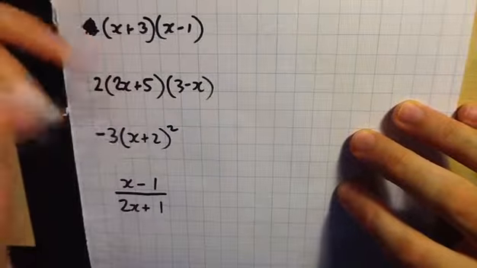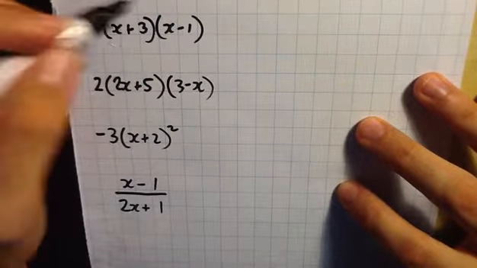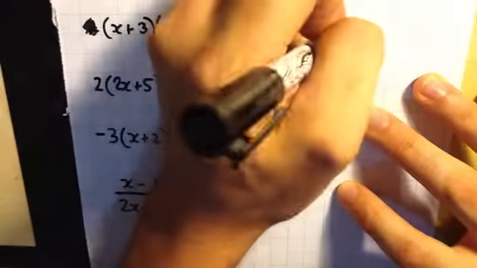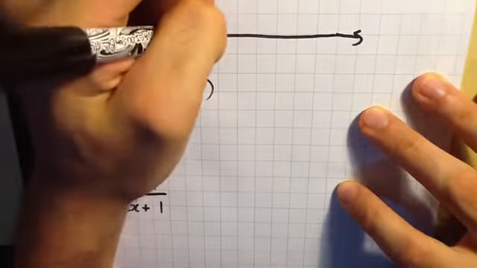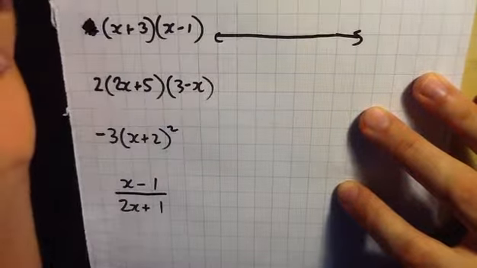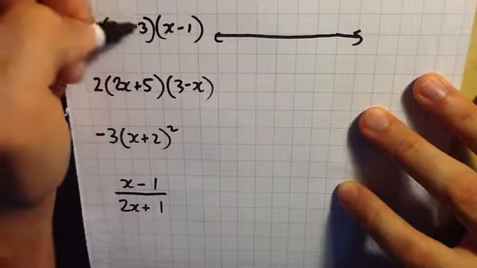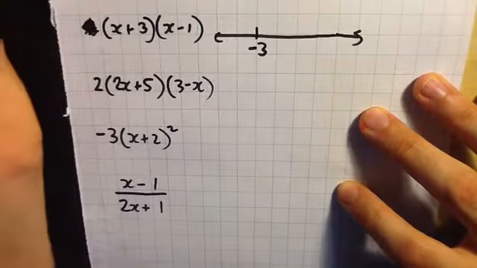Sign diagrams for these four functions. Okay, so when you're drawing a sign diagram just from the function without the graph, for the critical value, you're looking for what makes this function 0. Okay, so you can see that if I made x negative 3 here, this bracket gets turned into 0, the whole function becomes 0, so therefore I say negative 3 is a critical value.